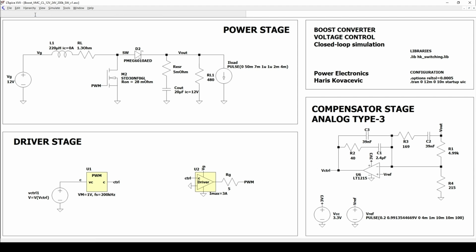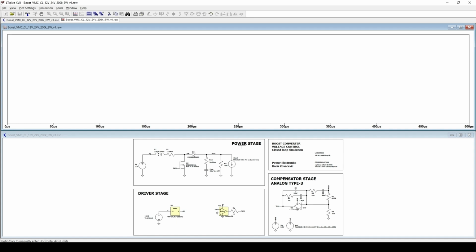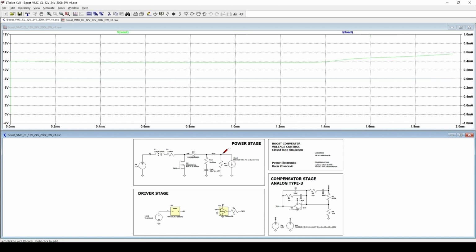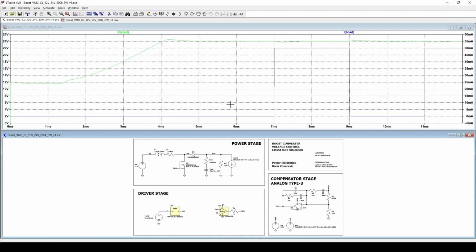Now let's run the simulation. I apply the same load step as before, and we will observe the output voltage and the load current as well. The simulation will take some time, so we will continue when it is finished. Okay, now the simulation is finished.